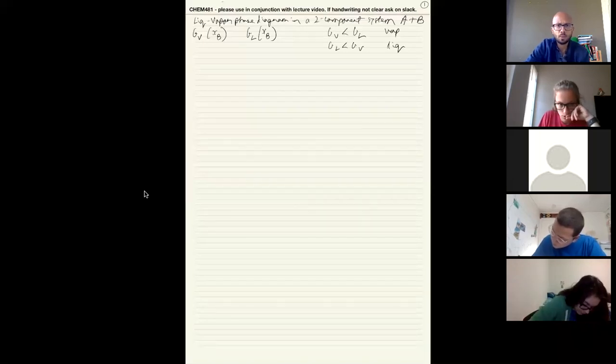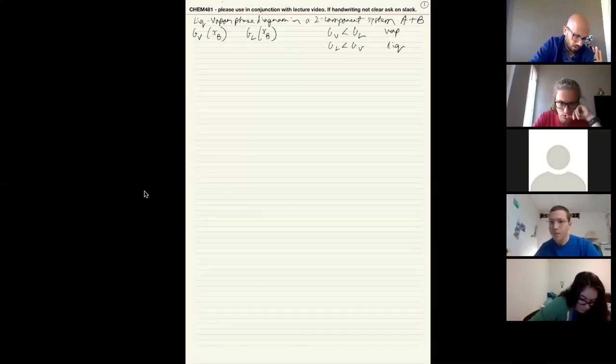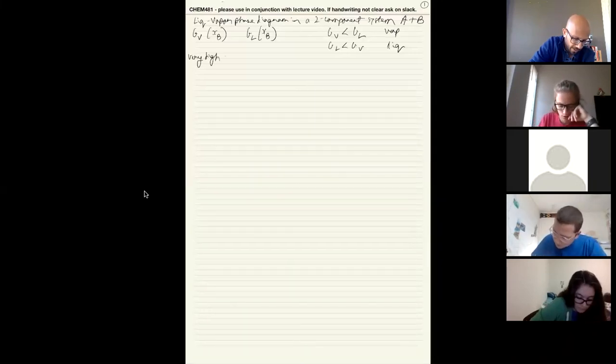So if I know my L and B are okay. It's not too bad, but you can ask me in chat if there's a question. So this is what we want to do. In order to do that, we will start with a range of temperatures. We will start with a very high temperature. Very high T is equal to T1, okay?